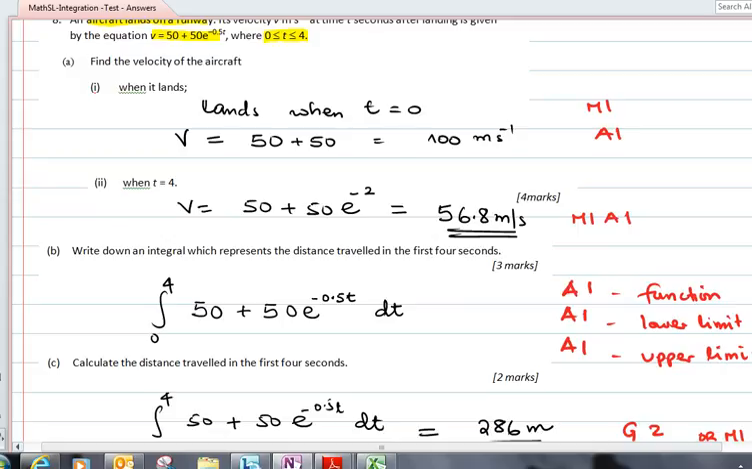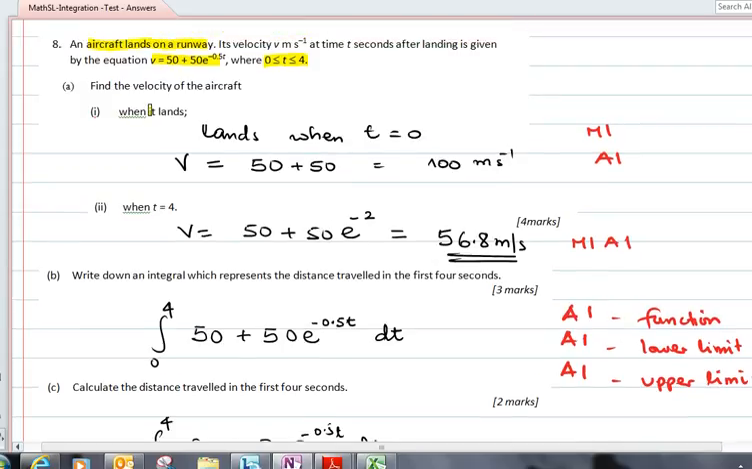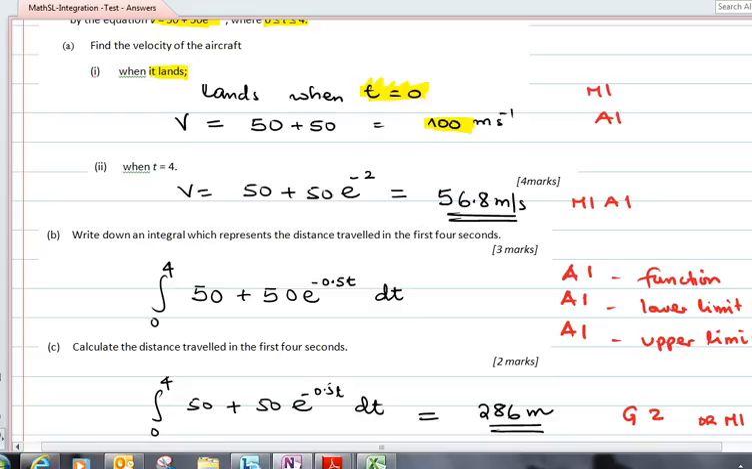So the first part anyway is about to find the velocity when it lands. And when it lands, that's when t is equal to 0, because this is the velocity of this plane on the runway, that is after landing. So at the moment when it lands, this is when t is equal to 0. So we simply plug in t equals 0 into that equation, and that should be 100. That I think most of us got fine.